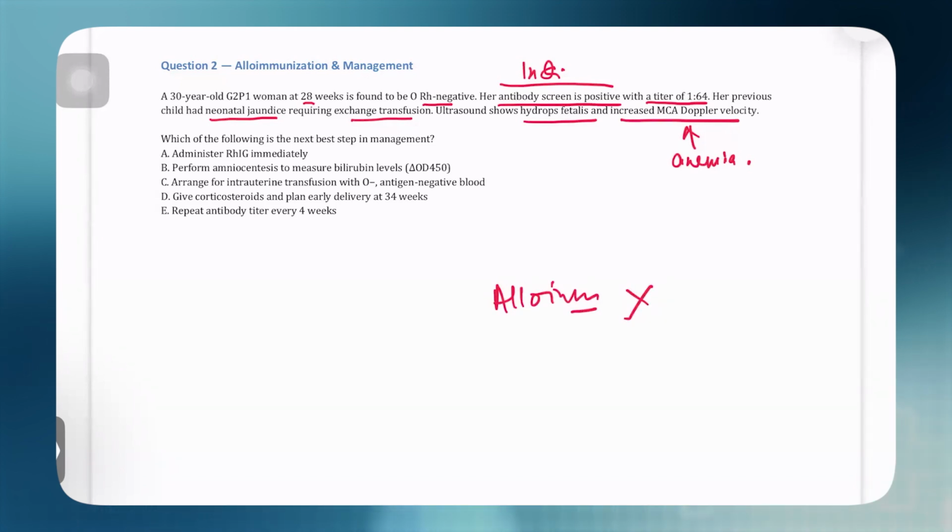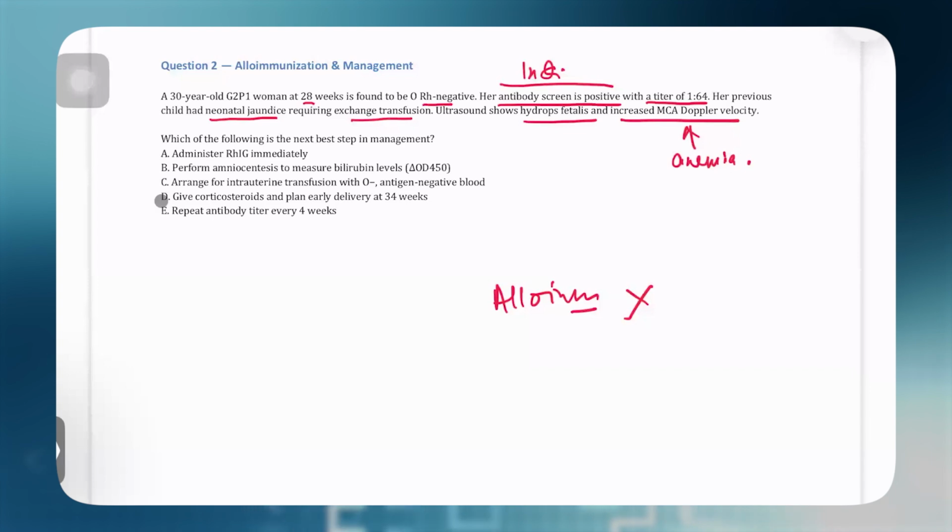It has already occurred. The purpose of RHIG was not to let the exposure happen. Now the exposure has happened. The lady already has antibodies. So if you are going to give more antibodies, it is not going to help. She already has enough. So now administering RHIG at this moment is not advisable, not recommended. It is not going to help. Perform amniocentesis to measure bilirubin levels. This will not help in any way.